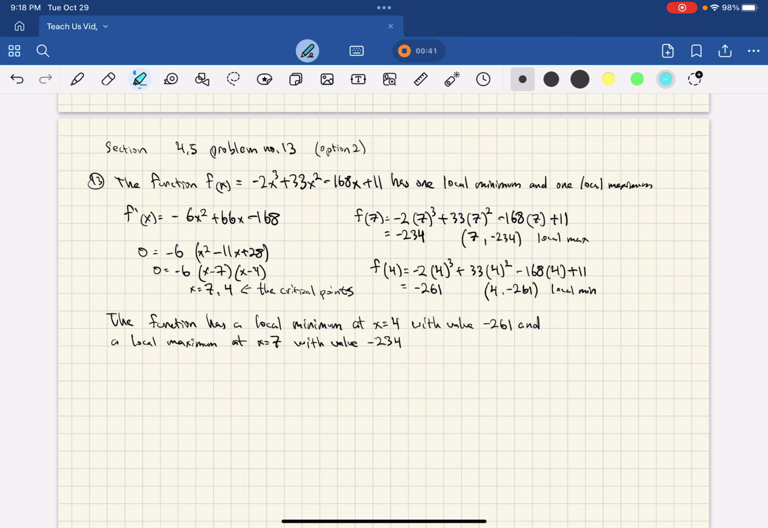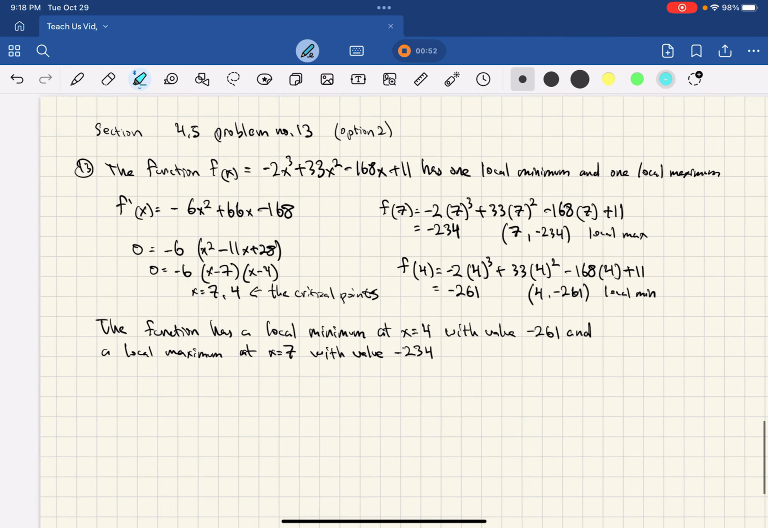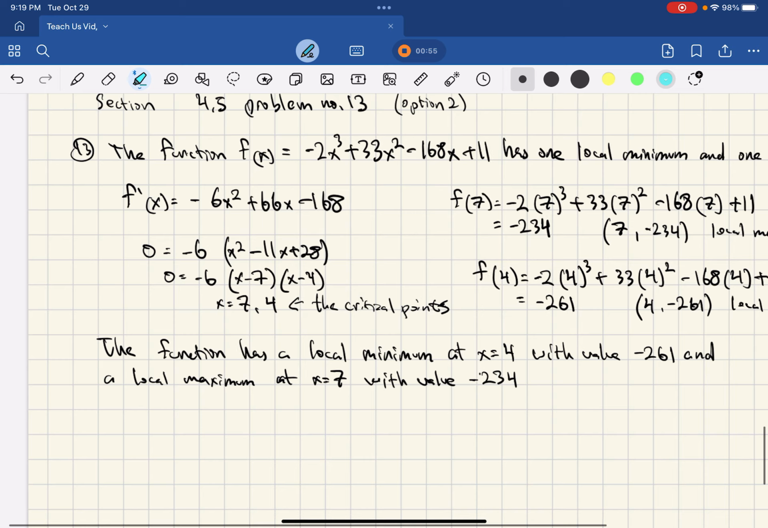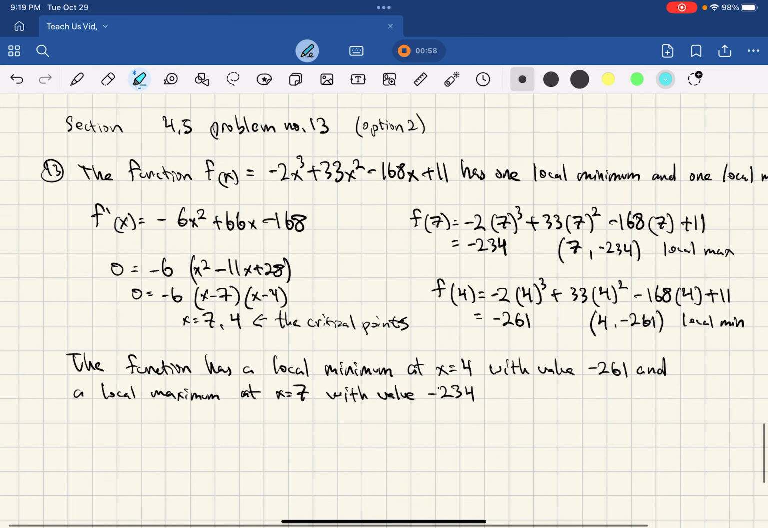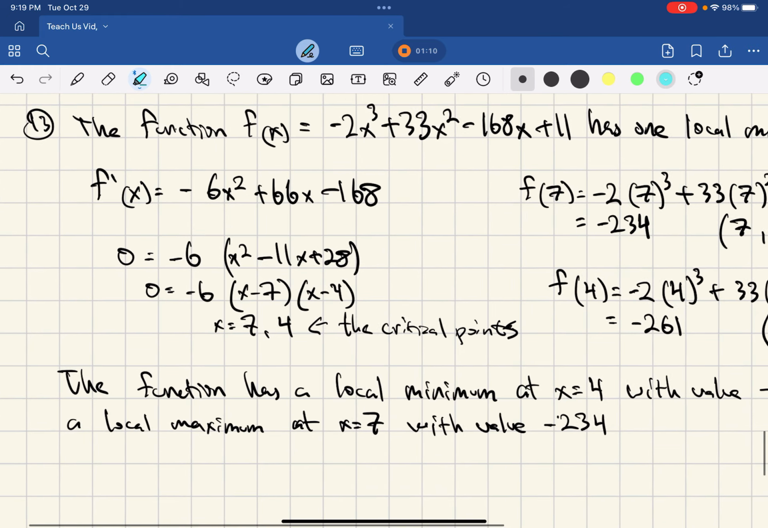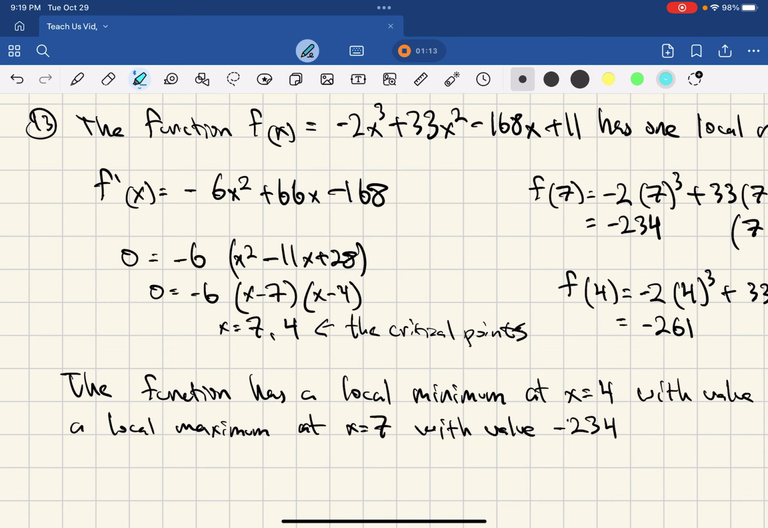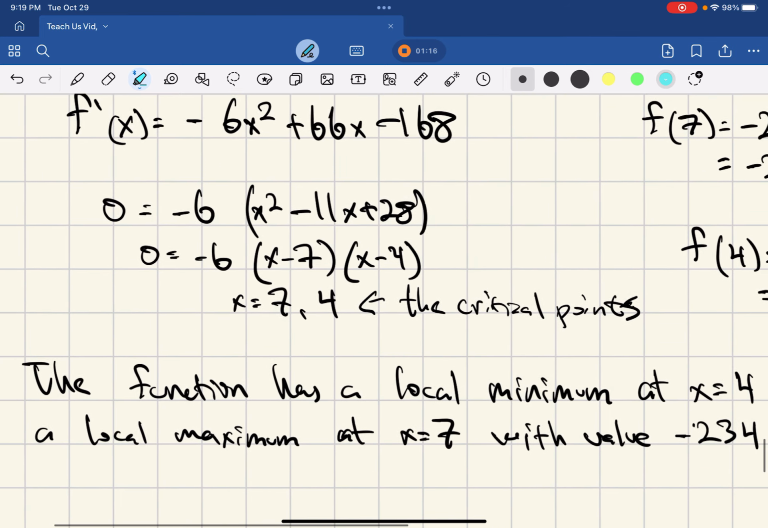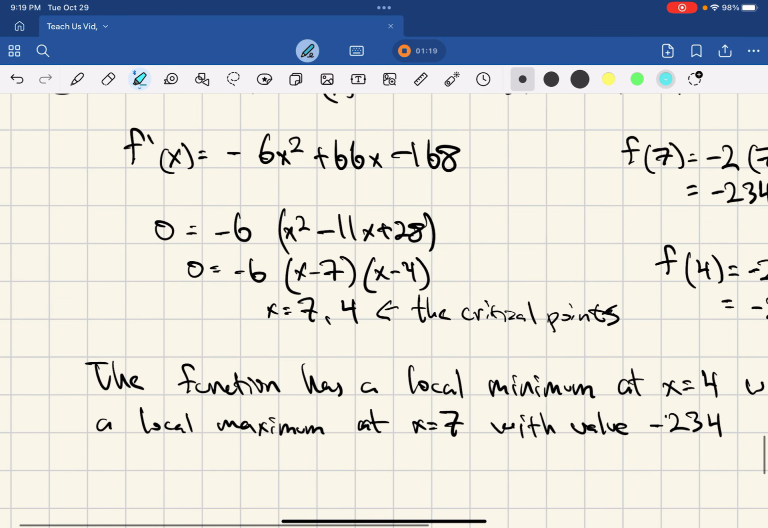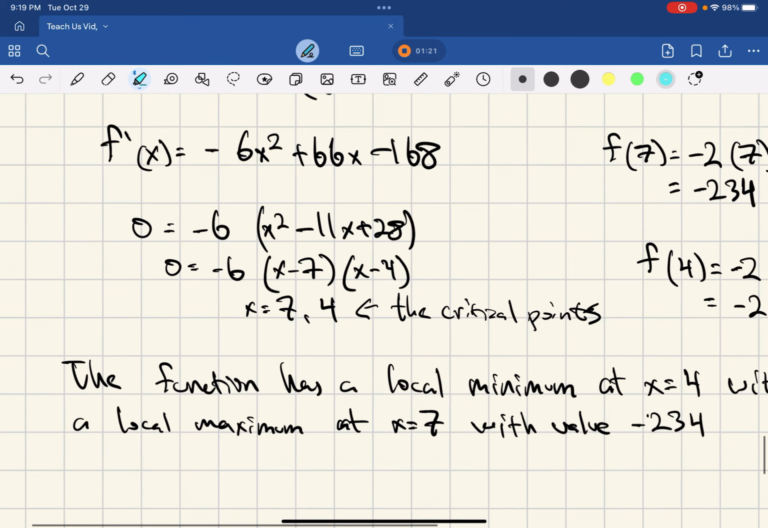So the first thing we need to do is find the critical points of this function, and by doing that we find the first derivative. So the derivative of the given function, using the power rule, we get negative 6x squared plus 66x minus 168. And after that, we take this first derivative and set it equal to 0, so that way we find our critical points.